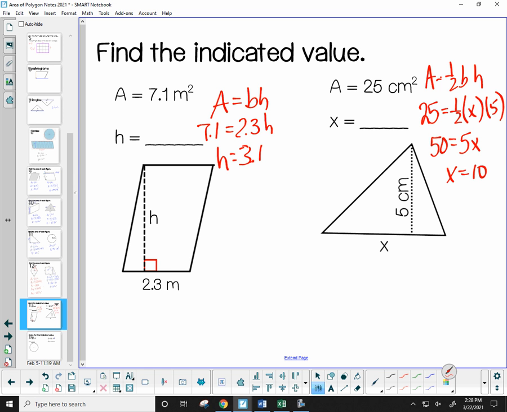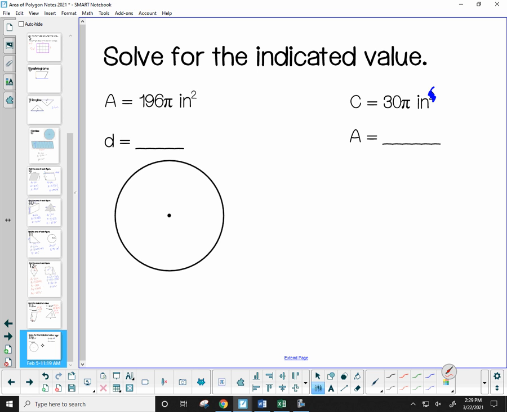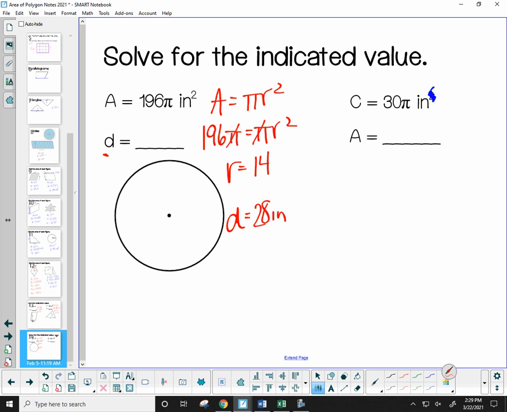All right. Then I have two circle problems for you. The first one here, I'm giving you that the area is 196 pi. So we know area is pi r squared. So 196 pi is equal to pi r squared. I need to solve for my radius. So I can divide both sides by pi, that'll cancel out. So I have 196 is equal to r squared. Take the square root. I know my radius is 14. In this case, I need my diameter, so I multiply by 2, and I get 28. In this case, 28 inches.